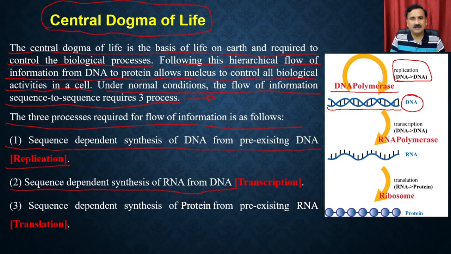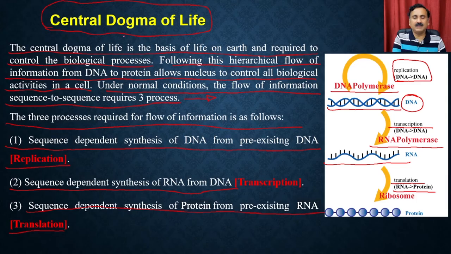Then you can have the sequence dependent synthesis of RNA from the DNA. So once the DNA is synthesized, you can also have the DNA dependent RNA synthesis, and that is going to be performed by an enzyme called the RNA polymerase. This process is called transcription. Then once you have the RNA, you can have the synthesis of the protein from the RNA molecule, and that process is called translation.